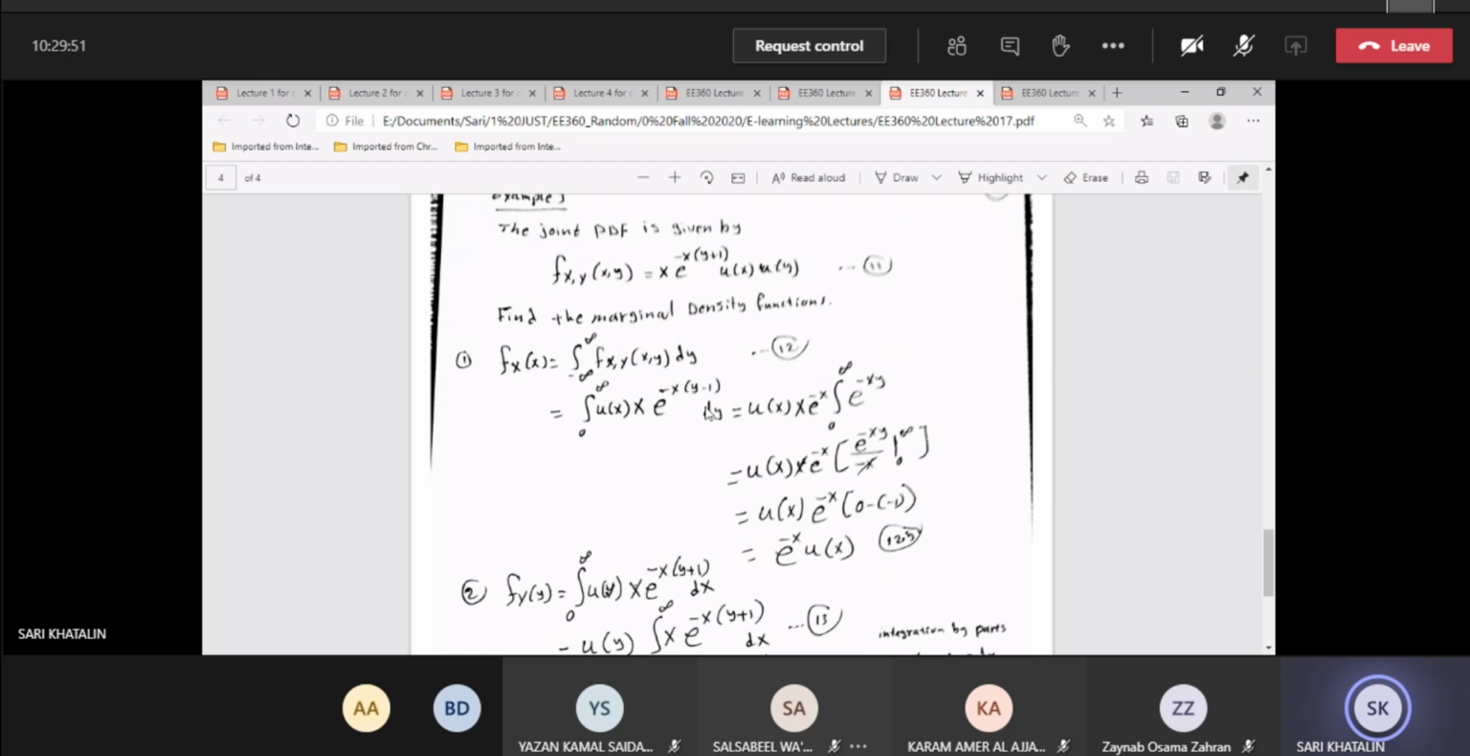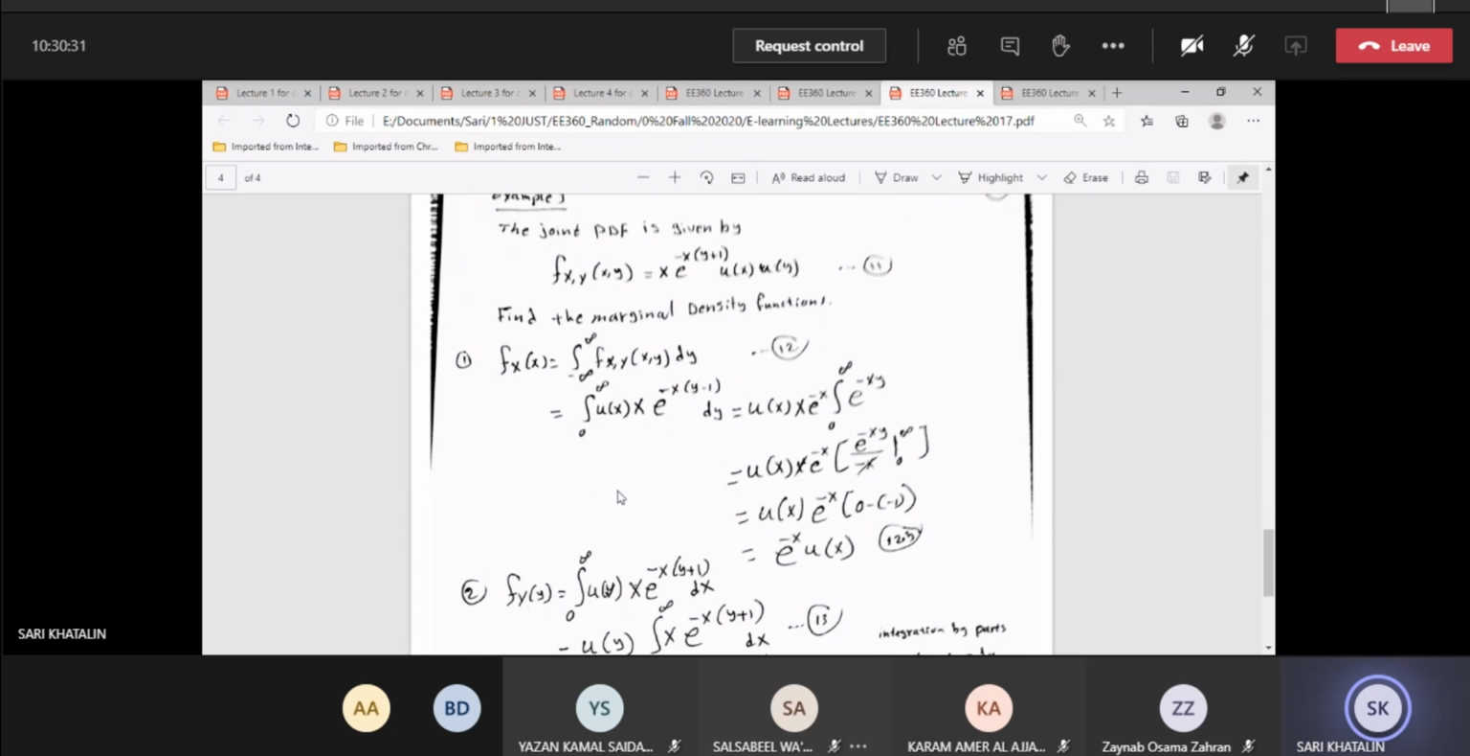So after you plug in the numbers, this is very simple. You just take anything related to x out. So you will end up with this simple integration, and you do the integration, and you will end up with this equation, equation 12.5, which is the exponential of minus x times the unit step of x. So this is the marginal CDF. If somebody asks you to find the marginal CDF for x, you do this, given that the joint PDF is in front of you.